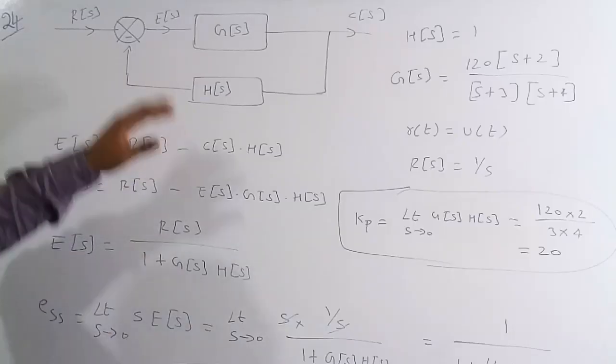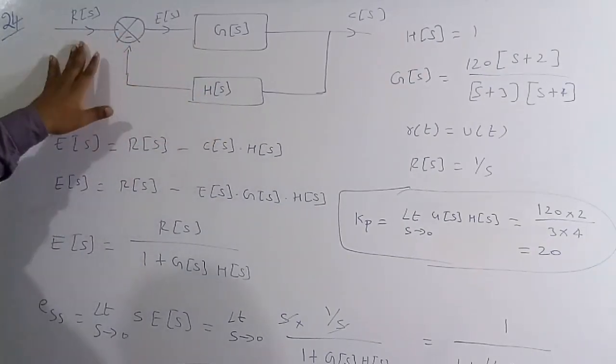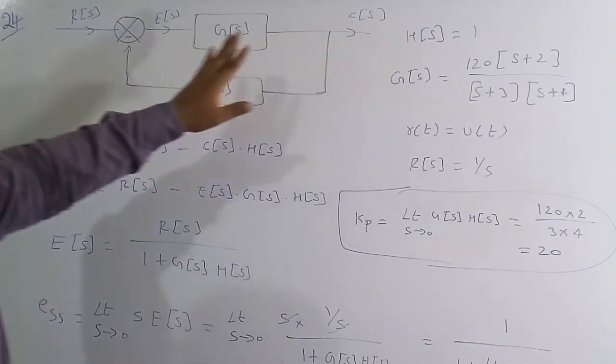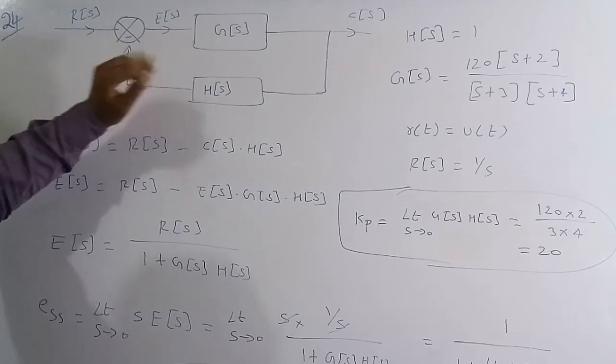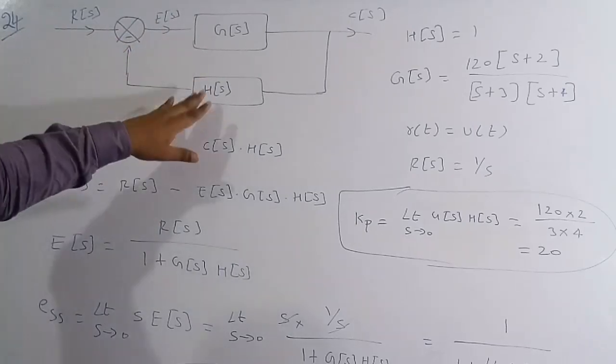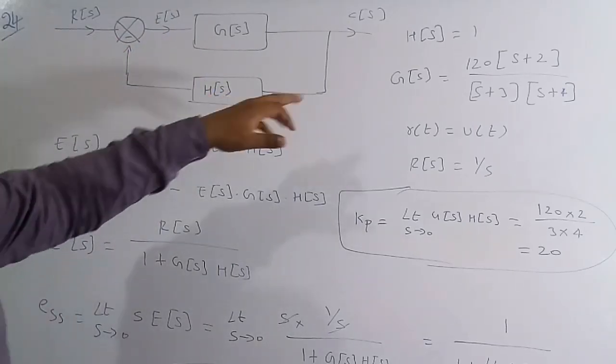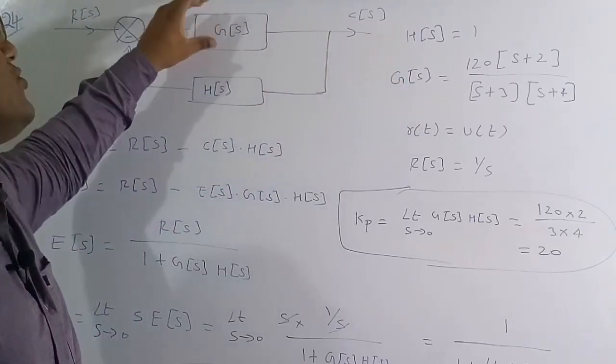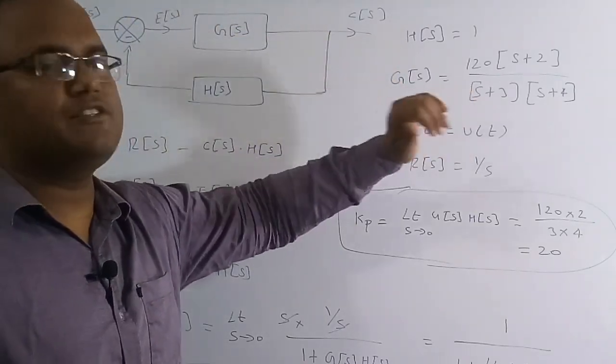So basically this is a feedback system where input is R of s and output is C of s, where E of s is called the error. So therefore here, in the question they have given a unity feedback system, so H of s is equal to 1, and they have also given the G of s value in the question.